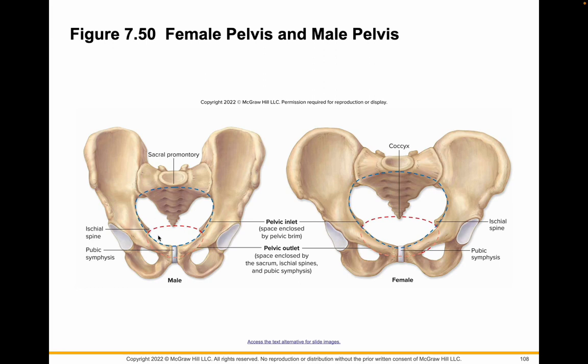And so you can see here the male has a much smaller space than the female, and the hip bones are flared out more laterally.